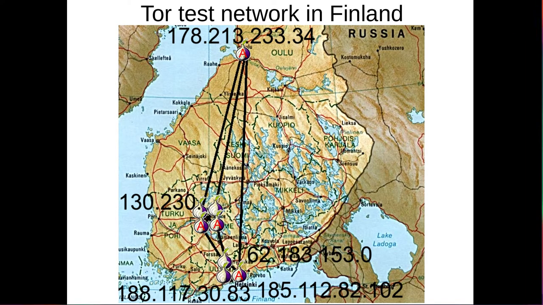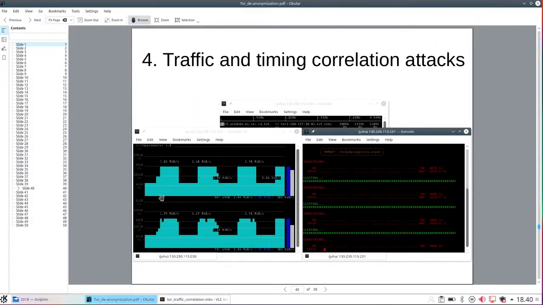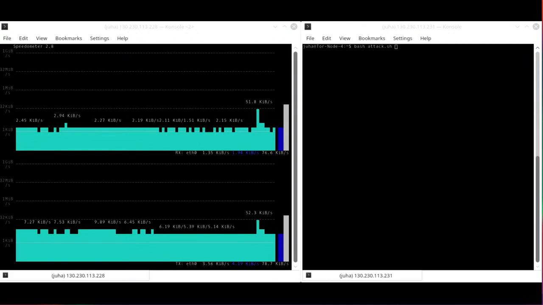And I tested this myself. I built a test network, actually, inside Finland. I have multiple purposes for this kind of test network, but I decided to build this test network with some other hackers. Most of them are actually here in this room. And I'm controlling some of the nodes of the network, and I tested the traffic and timing correlation attack there. So I selected some hidden services, and after that, I started to send traffic to the hidden services. I have a video about it, a video demo.